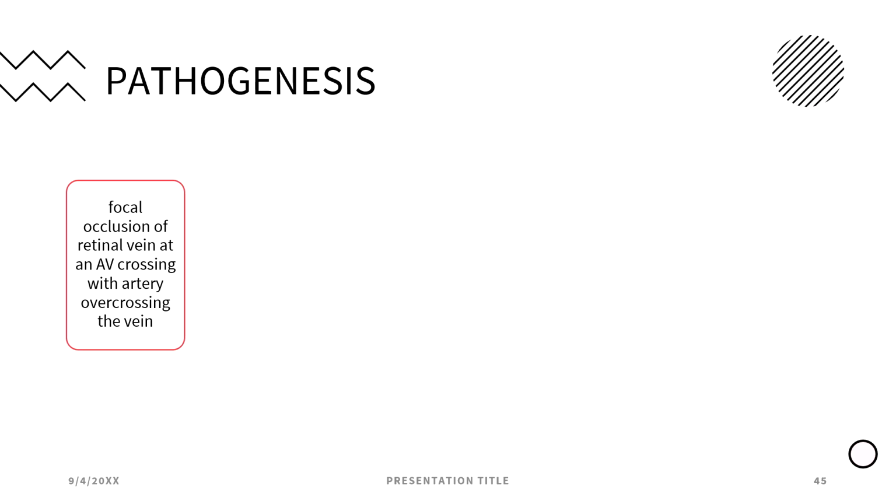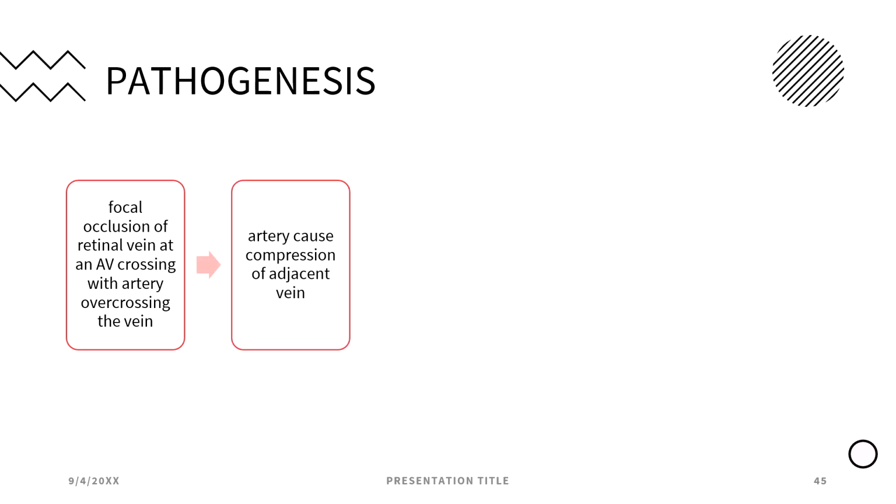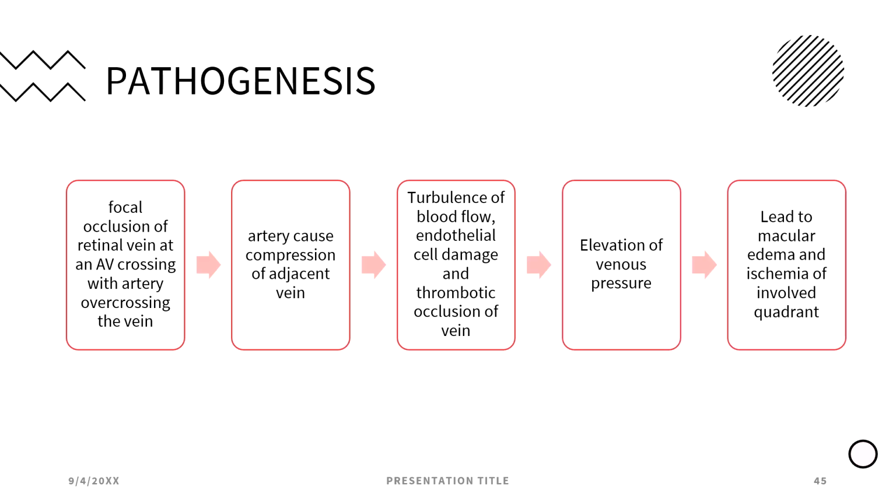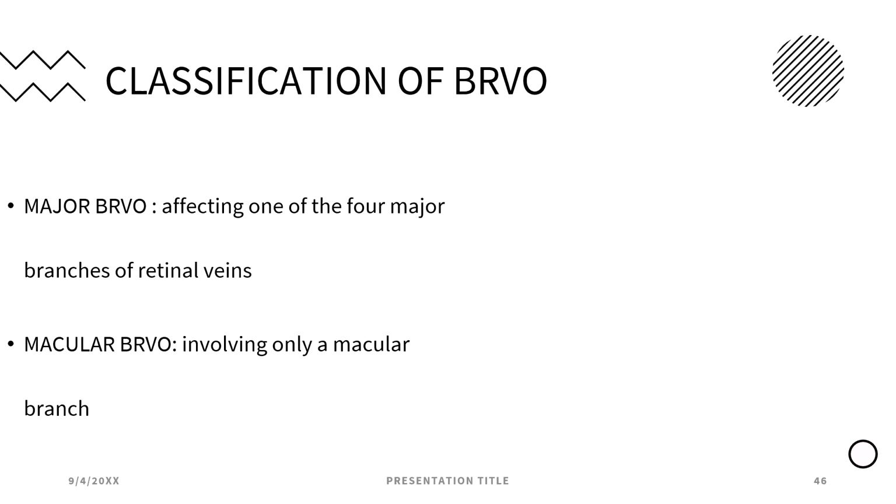Pathogenesis: there is a focal occlusion of the retinal vein at an AV crossing, with the artery overcrossing the vein, which causes compression of the adjacent vein. Turbulence of blood flow, endothelial cell damage, and thrombotic occlusion of the vein cause elevated venous pressure and lead to macular edema and ischemia of the involved quadrant.